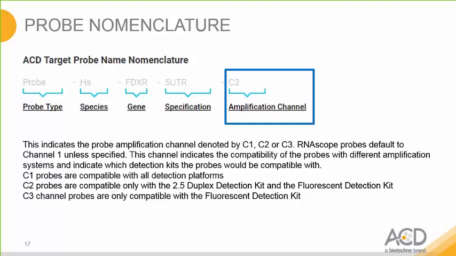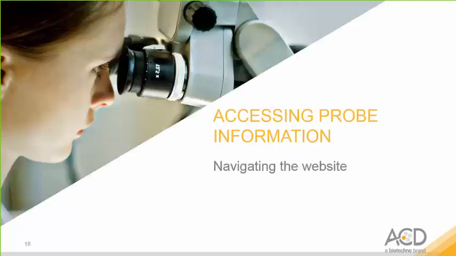C2 probes are compatible only with the 2.5 duplex detection kit and the fluorescent detection kit. C3 channel probes are only compatible with the fluorescent detection kit. If you plan to multiplex 3 probes using our multiplex detection kit, each of the 3 probes would need to be in a separate amplification channel.